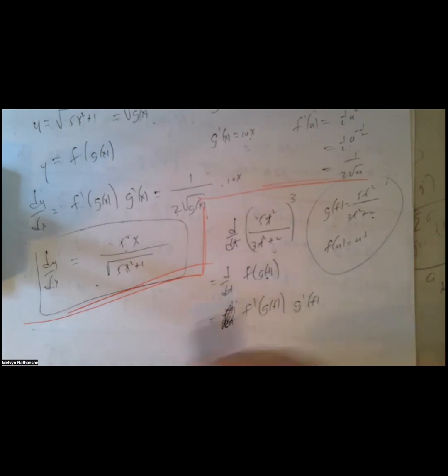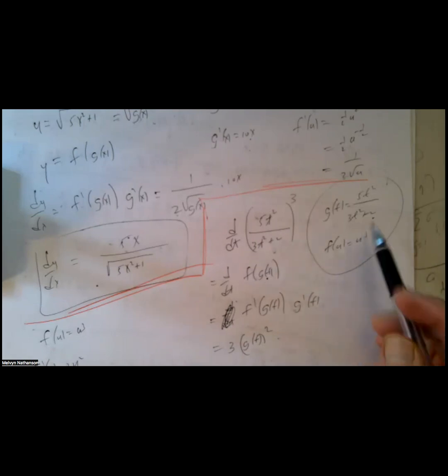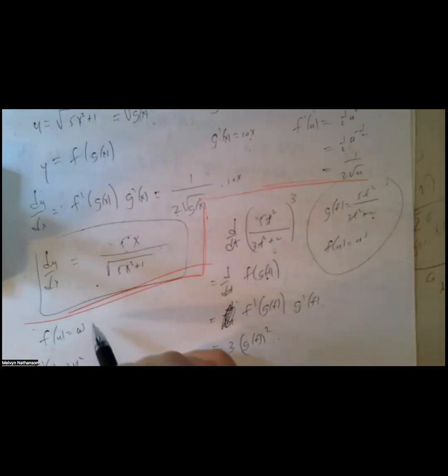F prime of u is very simple. If f of u is u cubed, f prime of u is 3u squared. So this is going to be 3 g of t squared times the derivative, g prime of t.